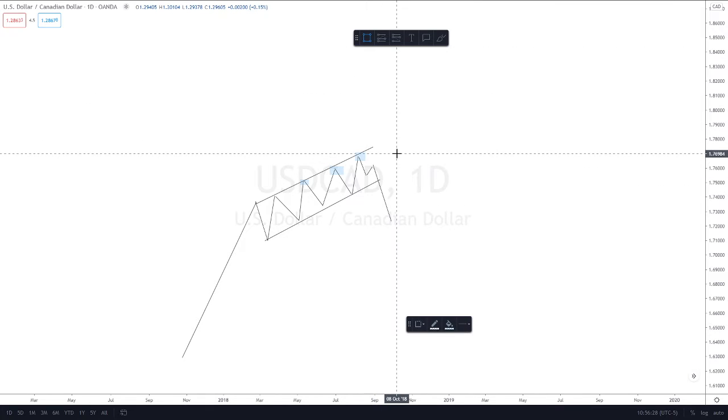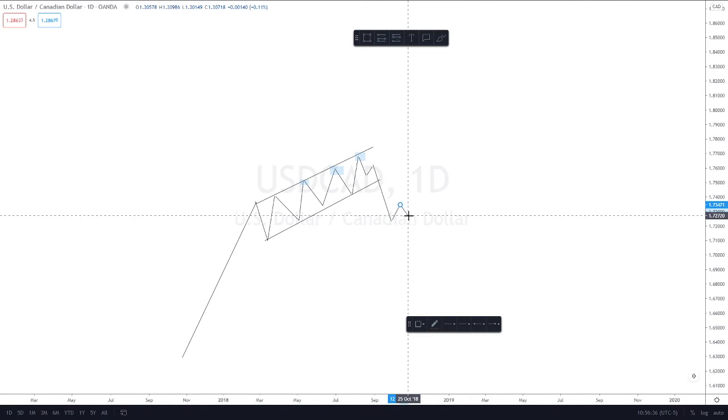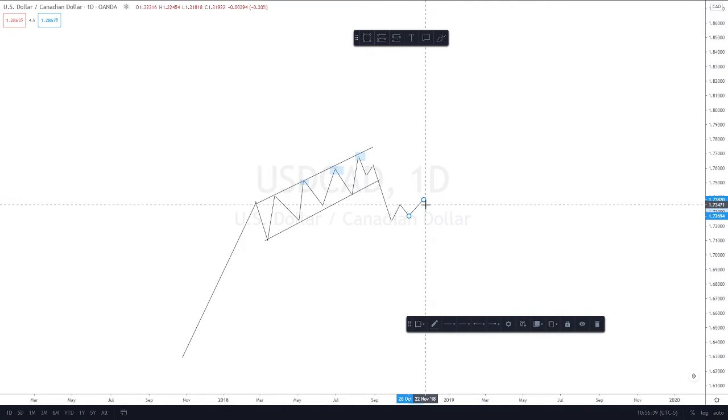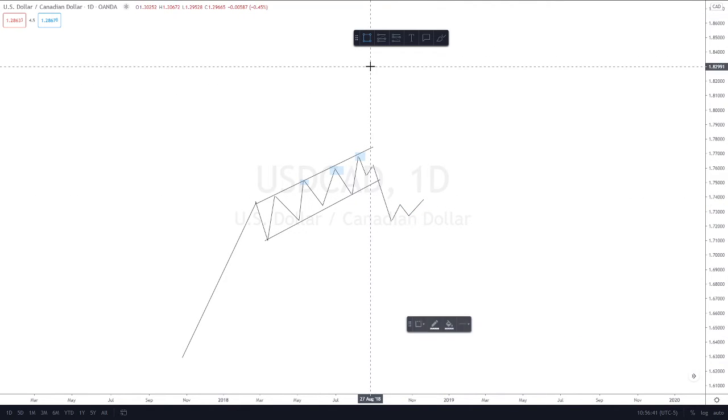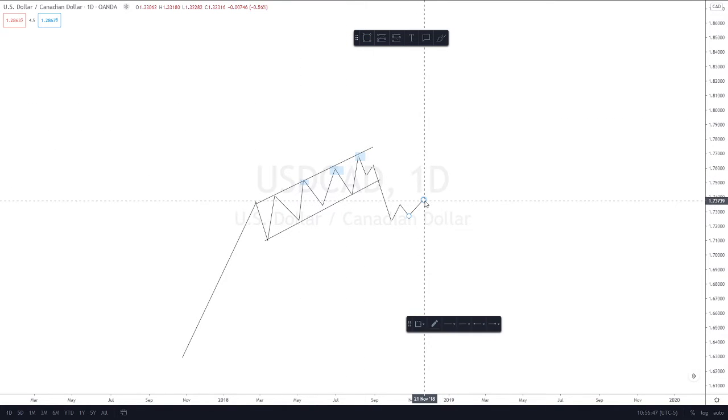Then your safety entry is obviously a break of this channel, an impulsive break of the channel, then a pattern forming after that. Once that pattern forms, you're looking for all your confirmations, and looking to sell it. So it's pretty easy.